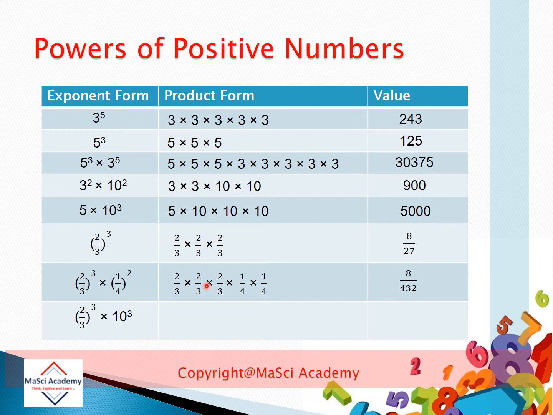The next example is 2 by 3 cube into 10 cube. So this becomes 2 by 3 into 2 by 3 into 2 by 3 into 10 into 10 into 10, which comes out to be 8,000 on multiplying all the numerators together, and the denominators together give 27. So this is 8,000 upon 27. So we have seen if we are given any number in exponent form, how do we write the product form of the number and how do we find the final value.